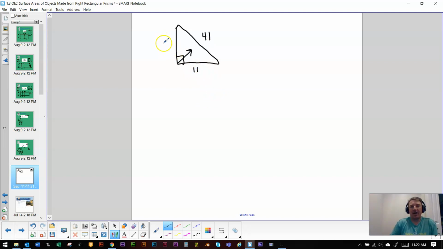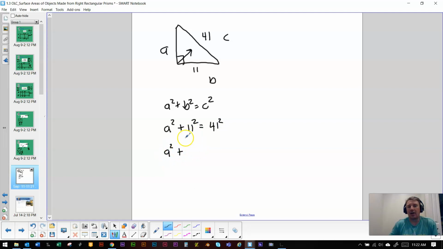So now we have to find out what this side is, okay? So I know that this one's C. I know that this one could be B, it could be A. It doesn't matter. I'll just make this one A. A squared plus B squared equals C squared. Now, we don't know what A is, so we have to leave it as A squared. We do know what B is. It's 11. So 11 squared. And we do know what C is, 41 squared. And I picked a pretty big number there. Maybe I should have picked a smaller one, but we'll use our calculator anyway.